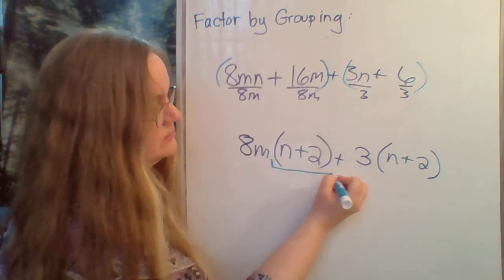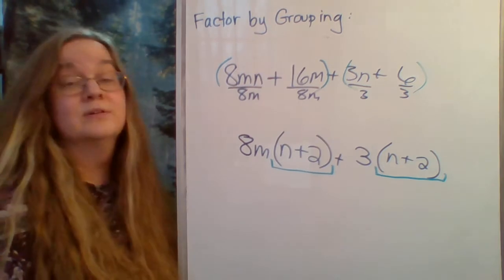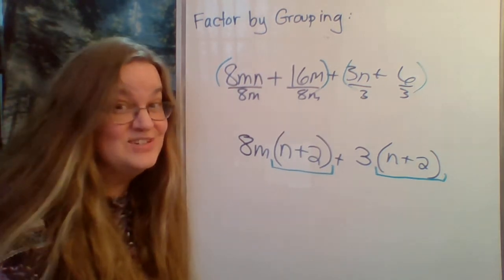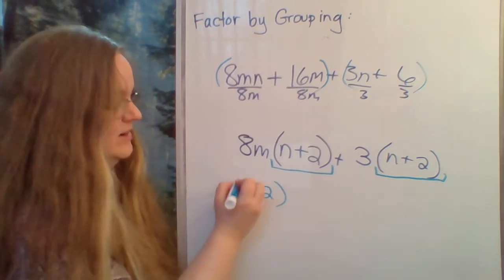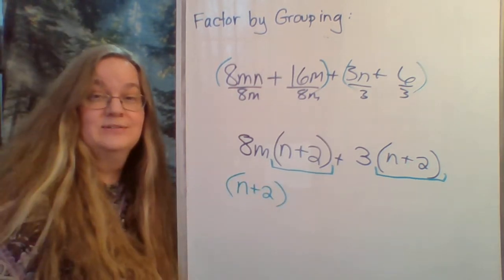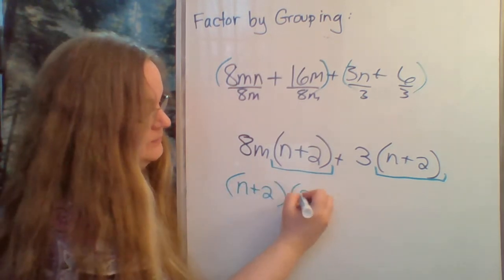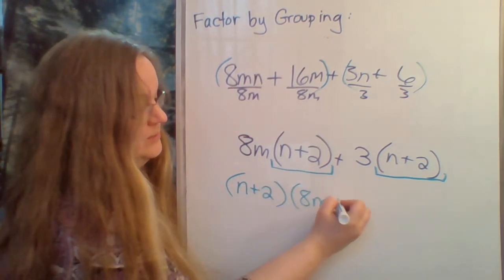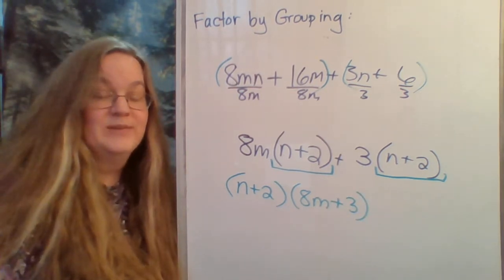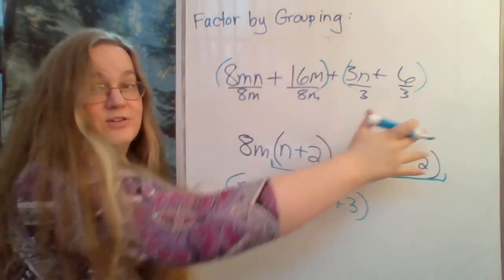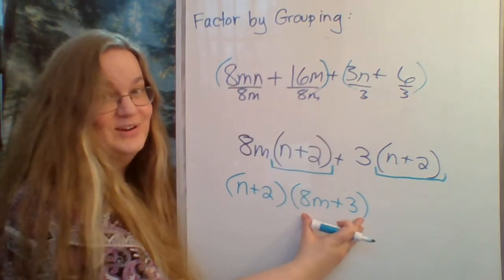Now, from here, notice I've got an n plus 2 and an n plus 2. That's my GCF, my greatest common factor. I pulled n plus 2 out. What am I left with? I have 8m plus 3. And that's factoring by grouping. I've taken this long, strange thing and turned it into 2 binomials, which is what we were trying to do.